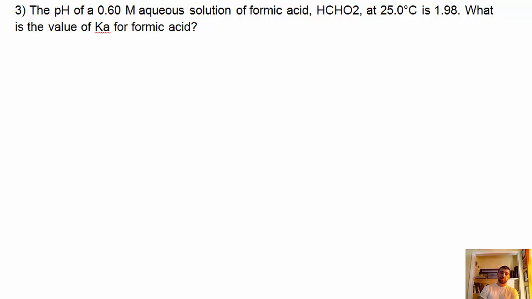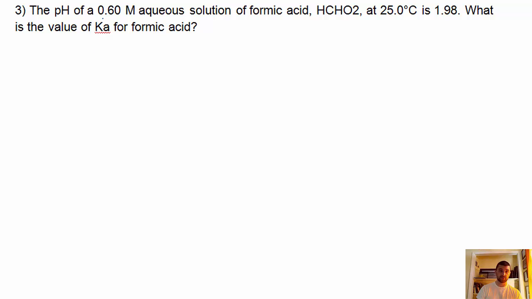Number 3. The pH of a 0.6 molar aqueous solution of formic acid, given by the formula here, at 25 degrees Celsius is 1.98. What is the value of Ka for formic acid? Let's figure some of this out. The first thing we're going to do is use the pH to figure out H plus and so on.